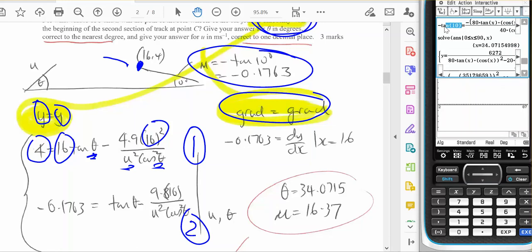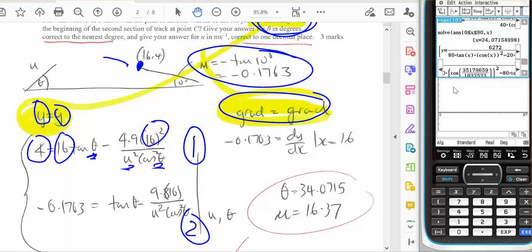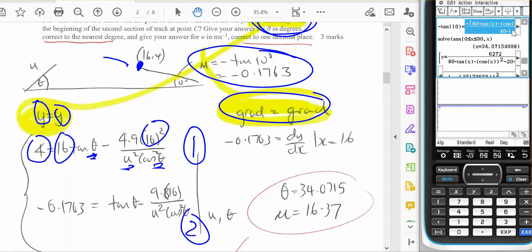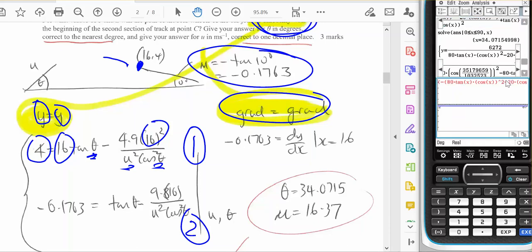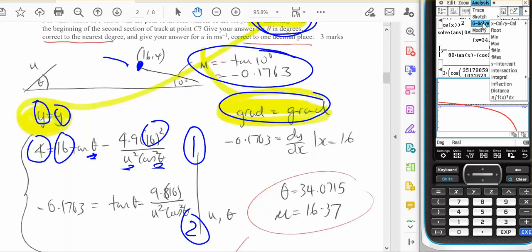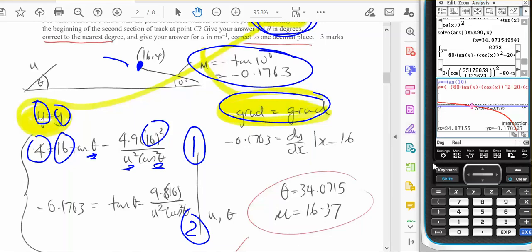So I'm going to drag the left-hand side into my graphing window. And then I'm going to drag the right-hand side into my graphing window. And analysis, G-Solve, that intersection point should be 34.07, and there it is, much, much quicker to find.